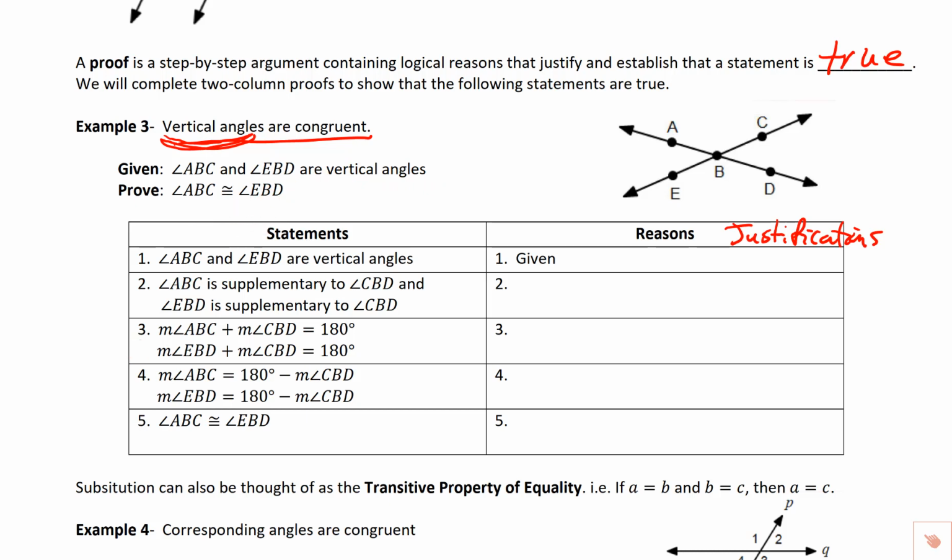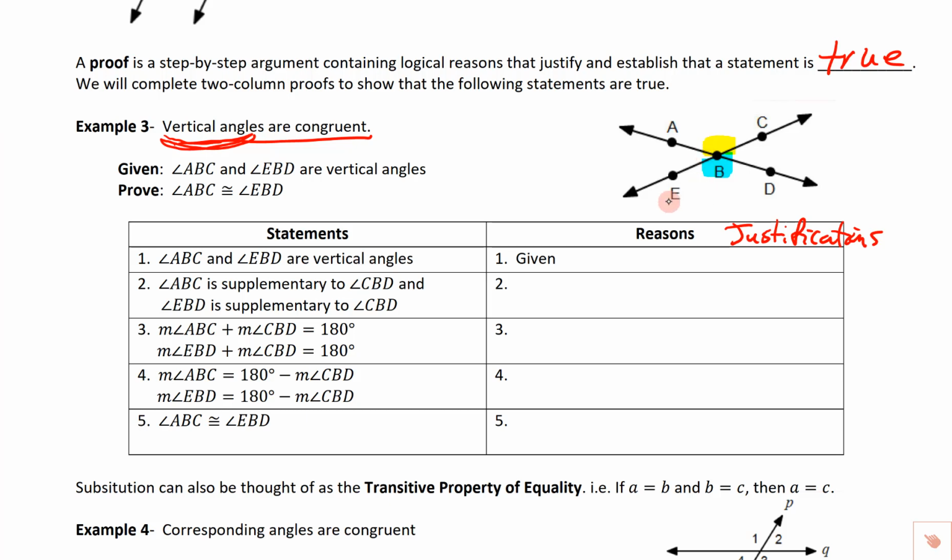So the first thing I'm going to do is I'm going to highlight this right here. So we are given that angle ABC, that's this angle right here, and angle EBD, so that's this one right here. Those are vertical angles, all right? And we want to prove that they're actually congruent. So we're given that they're vertical, and we want to prove that they're congruent. So here's what we're going to do.